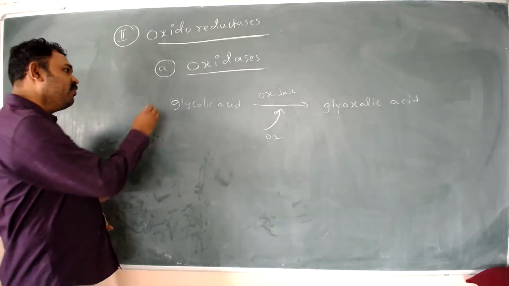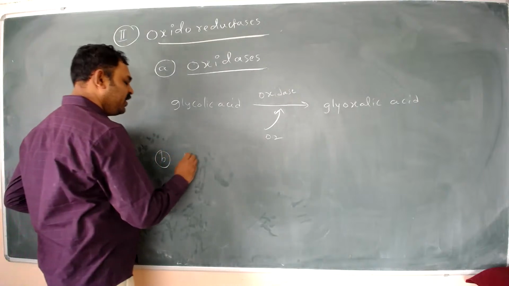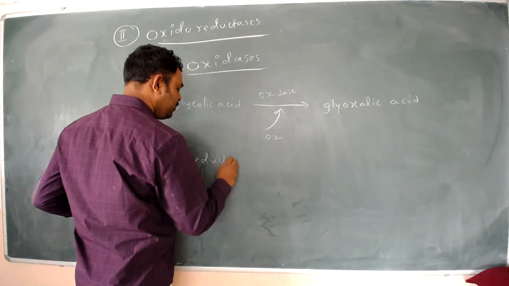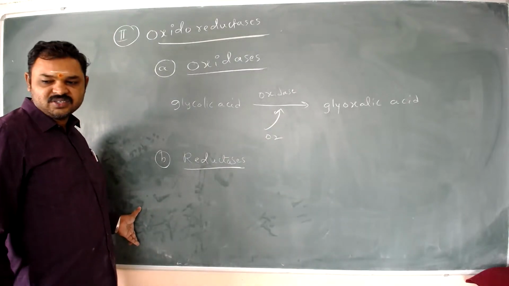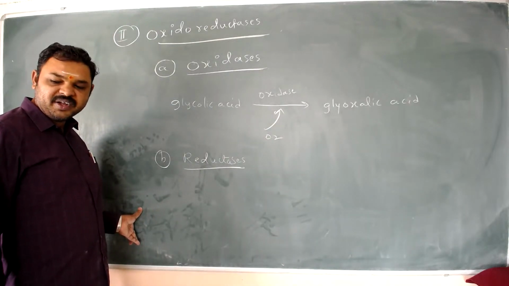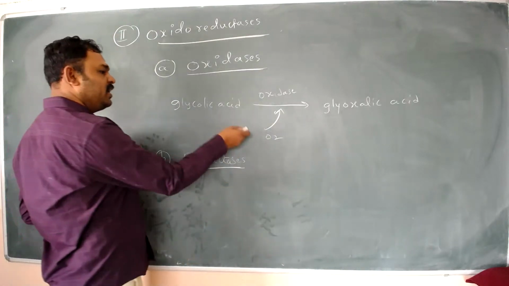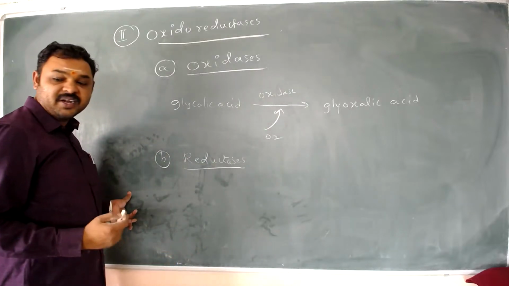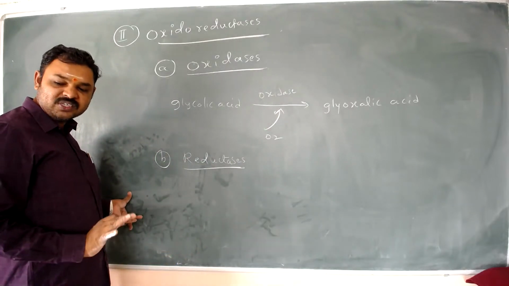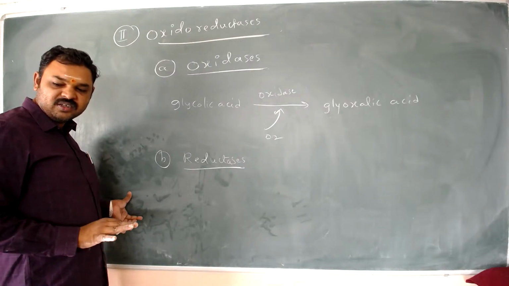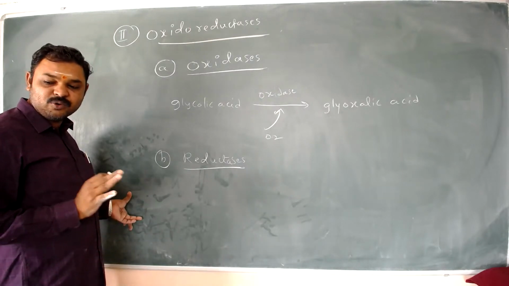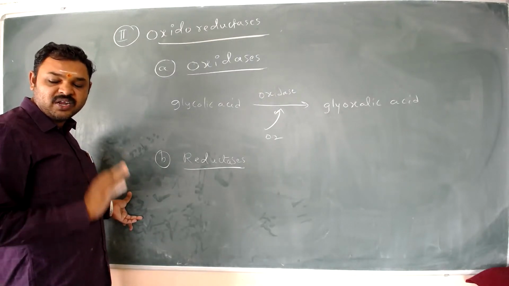And the second one, reductases. What are reductases here? Oxidases and reductases will be there. What is meant by reductases here? Addition of oxygen is oxidase, but reductase means removal of oxygen, or removal of hydrogen. But reductase mostly helps in the removal of oxygen only.